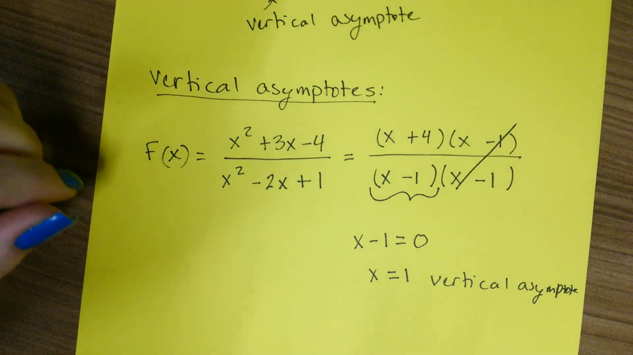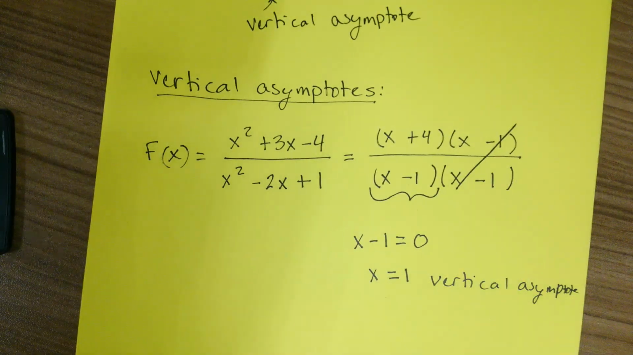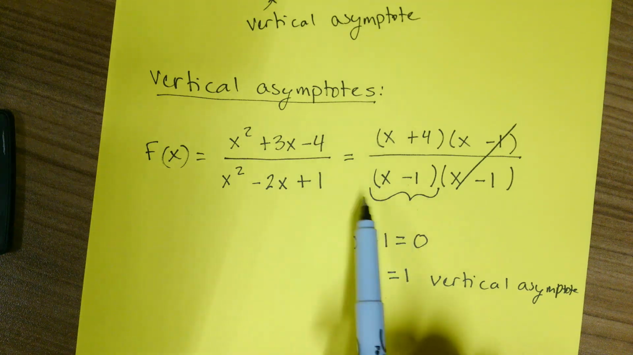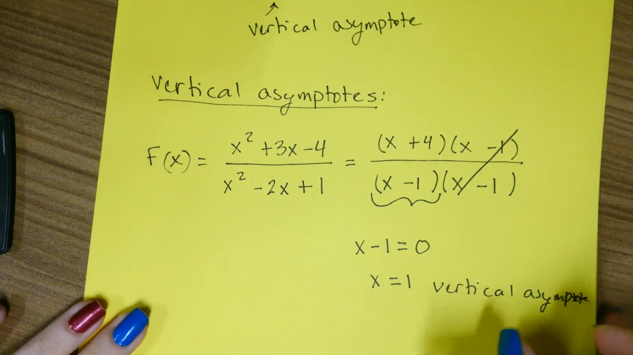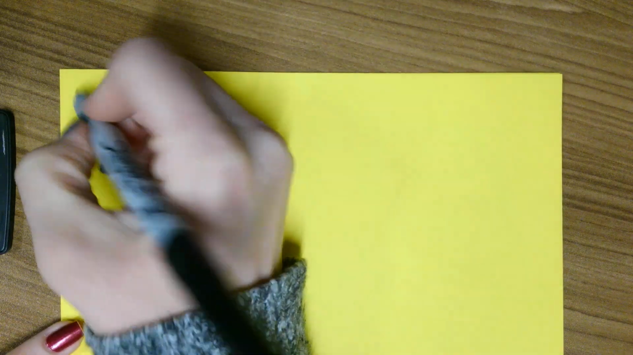So this is an example of how to find it. Just make sure if there's anything that can cancel out from the factored form, you cancel it out. Whatever is left, you set equal to 0 and solve, and that's how you'll get your vertical asymptote. So how do we come up with our horizontal asymptotes?